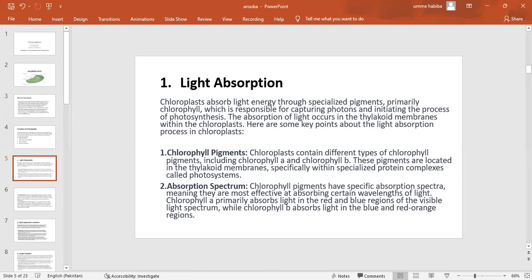Chlorophyll pigment. Chlorophyll contains two types of pigments, chlorophyll A and chlorophyll B. These pigments are located in the thylakoid membrane, specifically within specialized protein complexes called photosystems.